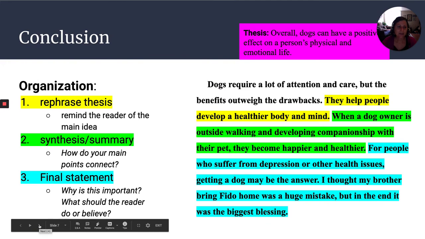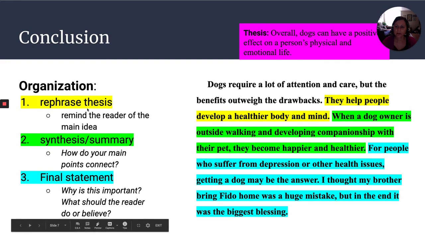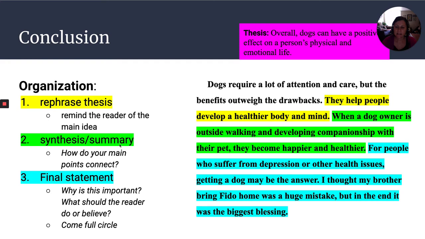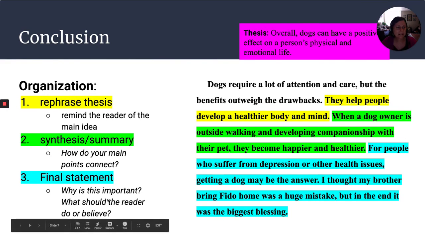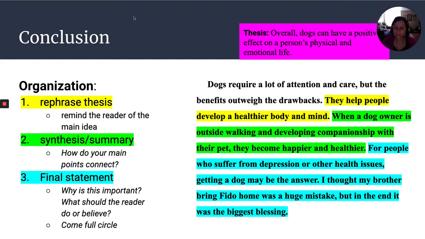Now, the final paragraph is the conclusion. So you want to rephrase the thesis, remind the reader of the main idea, synthesize and summarize. How do your main points connect? And then some kind of final statement in your essay. Why is this important? What should the reader do or believe? And you want to come full circle. Let's look at this example.